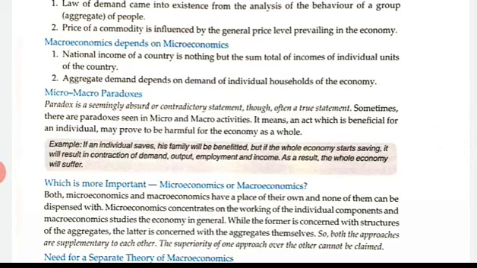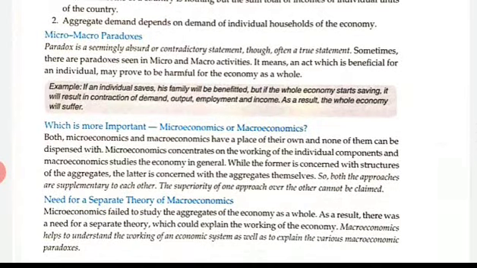Okay children, after that we'll see now, out of these two, which one is more important? Is microeconomics important or is macroeconomics important? We can't say that micro is more important than macro, or vice versa. Both microeconomics and macroeconomics have a place of their own, and none of them can be dispensed with. Microeconomics basically concentrates on the working of the individual, whereas macroeconomics studies the economy in general. Both approaches supplement each other, and they need to go hand in hand.